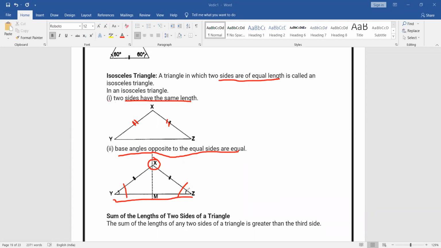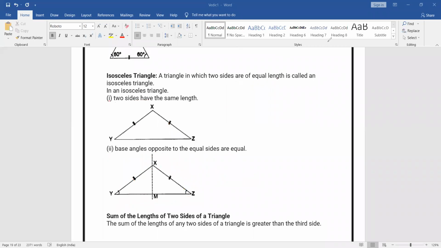तो ये जो Y और Z है ये बेस एंगल है. So what the statement is, base angle opposite to the equal side. इन इक्वल साइड के जो अपोजिट बेस एंगल है वो आपस में इक्वल होते हैं. अपोजिट एंगल ऑफ XY, इट इज एंगल Z. अपोजिट एंगल ऑफ XZ, इट इज एंगल Y. So because sides are equal, angle Y is equal to angle Z. These two sides XY and XZ are equal, and these two angles Y and Z are equal.